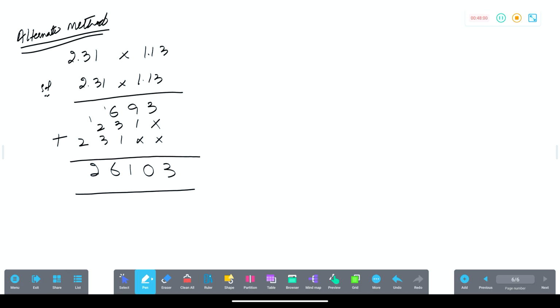Now concentrate on the decimal point. After the decimal point, how many digits were here? 2. And how many were here? 2. 2 plus 2, 4 digits you have to count after the decimal point. Now in the solution you have to put the decimal point after 4 digits. 1, 2, 3, 4. Here is the decimal point. 2.6103 is the answer. And we got the same answer in the previous slide, 2.6103.